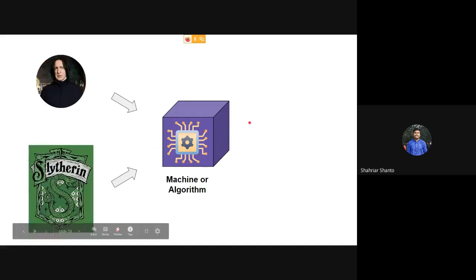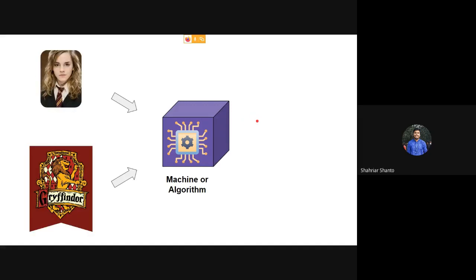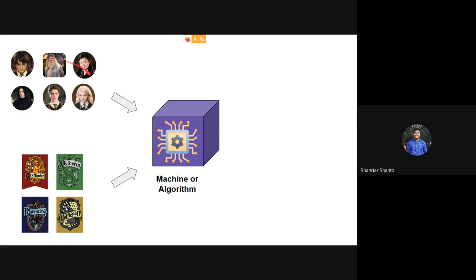Okay, so we do that for all possible sets of questions and answers we possibly can. Then after we have shown the machine learning algorithm as much data as we could, the machine learning algorithm will produce a mathematical model.